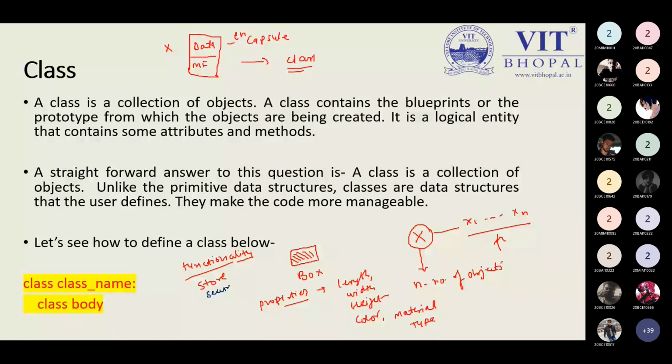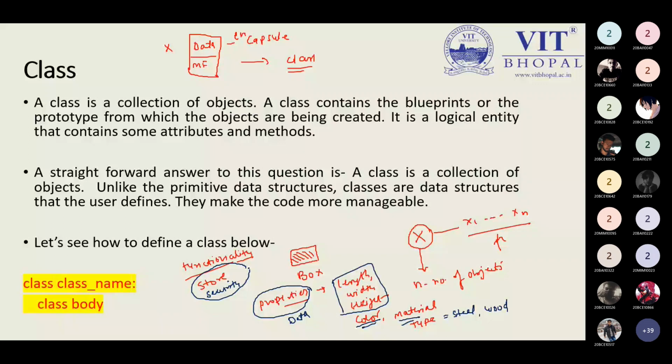So this property defines the data variable. Property defines the data: the size of the box, the color of the box, the material type, and the material type could be steel, board. Okay, other words you can take it. And this functionality defines the member function, how the class can be functionalized. So that is storing.